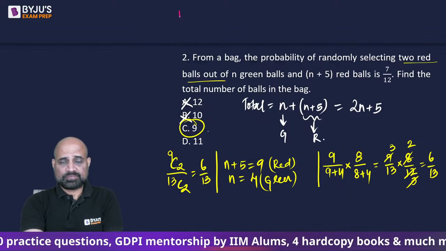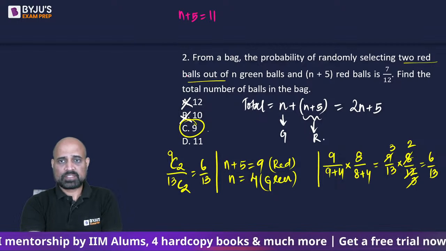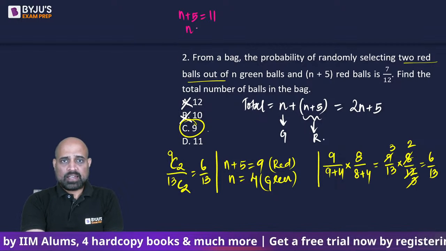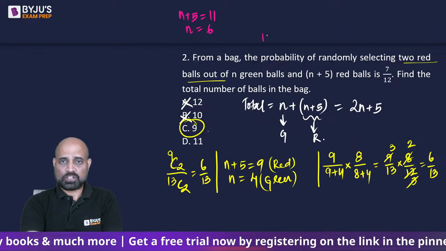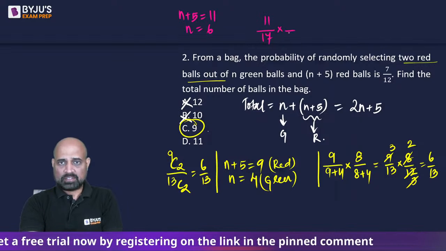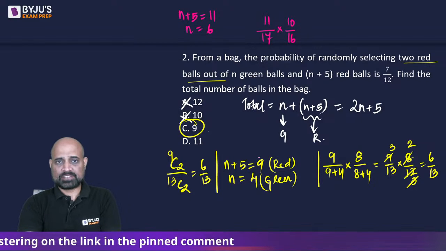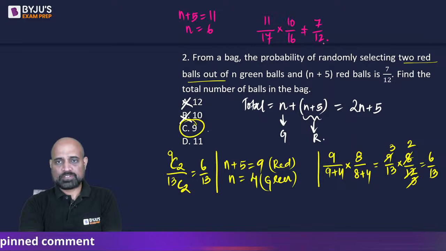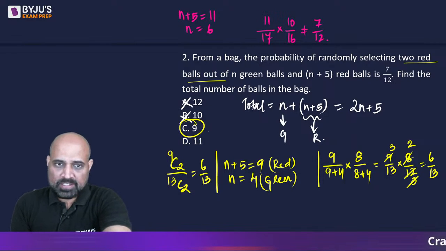Check kar lete hain. If n plus 5 is equal to 11, then n is going to be 6. So we have a total of 17. Out of 17 there are 11, and then out of 16 we have got 10. This will also never be equal to 7 upon 12. कुछ तो गड़बड़ है दया.